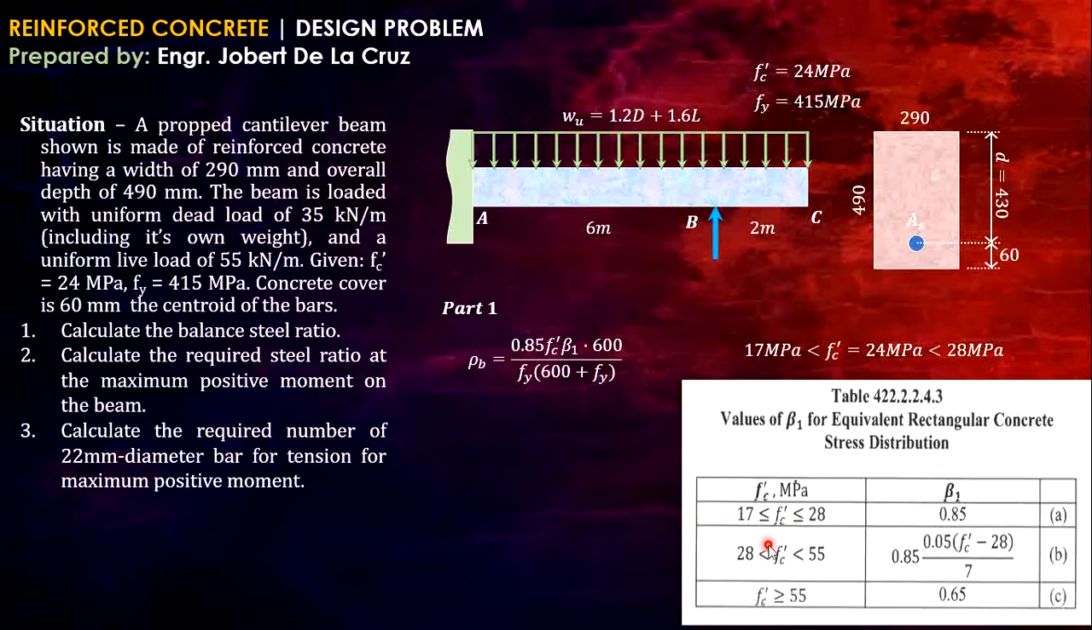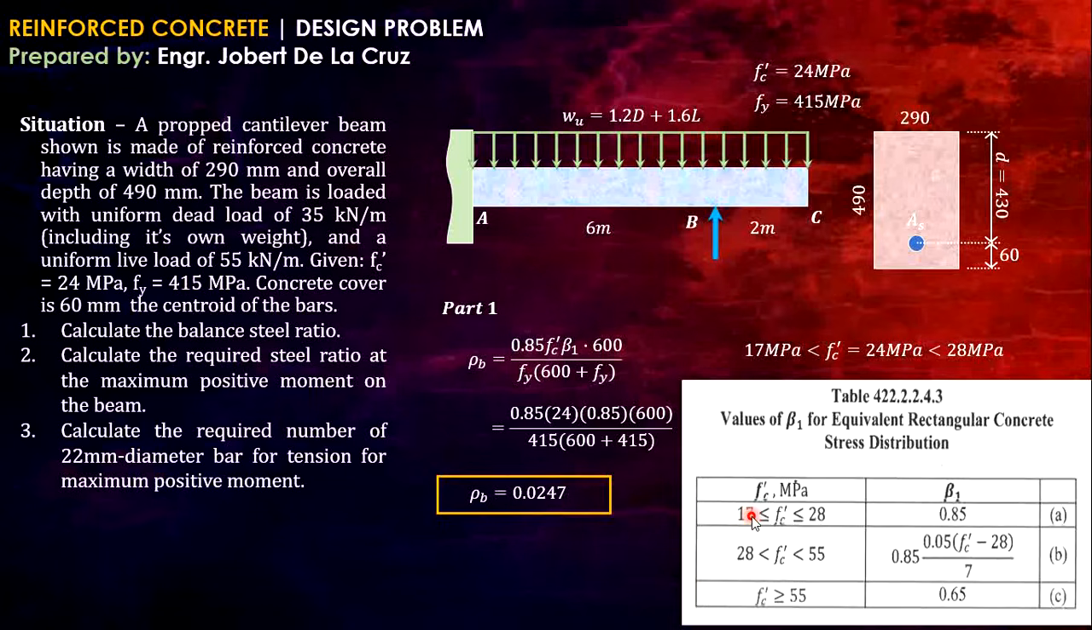Sa first region, f'c is greater than 17 MPa, but that is lesser than 28 MPa. That means our beta 1 should be 0.85. Take note lang, that this is from the actual NSCP 2015. So may typo error dito. Dapat at this region, dapat 0.85 minus this quantity. Walang nalagay na minus dyan, so take note of that na lang. Okay, direct substitution, and we have this rho balanced. In case hindi ito rectangular beam, hindi natin ito magagamit na formula.